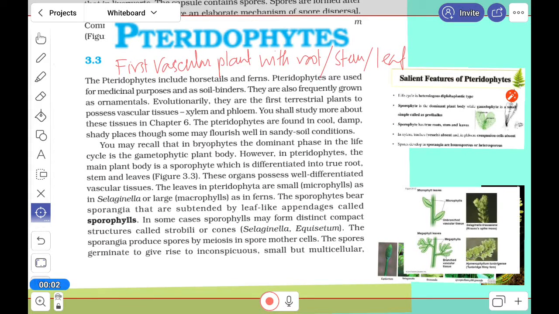Welcome to bio class. Today we are going to discuss pteridophytes. Next, after bryophyte, now pteridophyte. You know that here is the first line about pteridophyte.